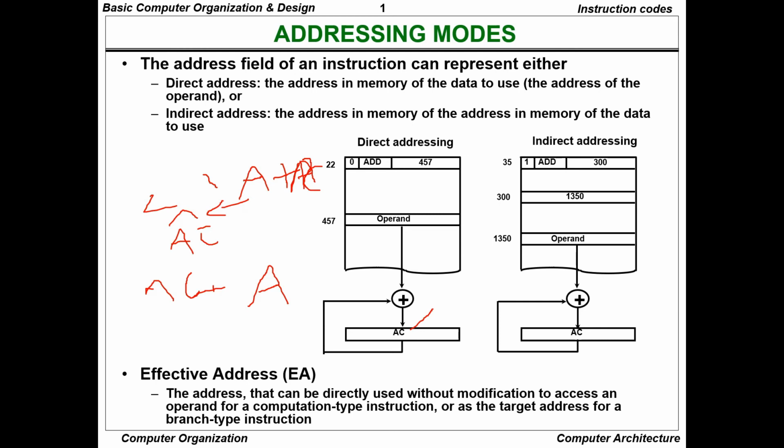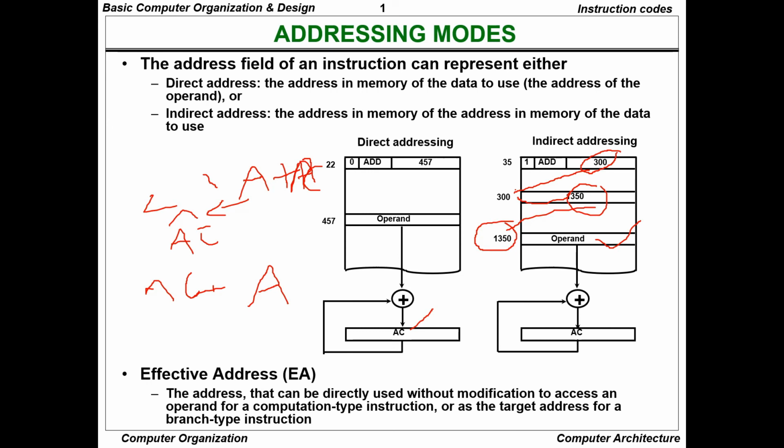Okay, so coming to indirect addressing, what is indirect addressing which I told you about? In indirect addressing, we have address 300. If it is direct addressing, directly if we go to 300, we will get our operand. But if we go to address 300, it is pointing to address 1350. So again we go to address 1350, and there we find our operand. This is indirect addressing. Here first we go to the address in memory of the address of the data we use. Again it is added with the accumulator and the result is stored in the accumulator.